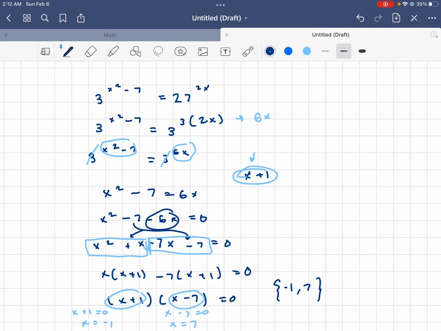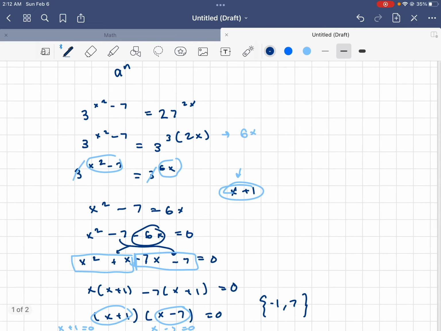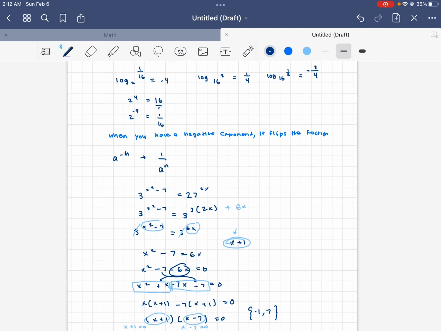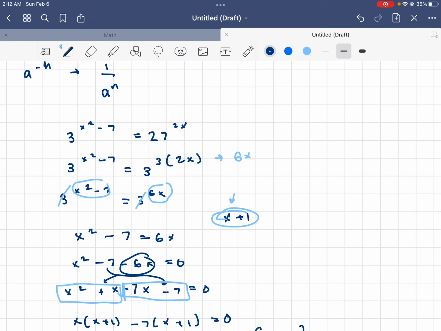Okay, so that's how you do that one. If you don't want to do all that, you can just use the quadratic formula. But I prefer it that way. Now let's do another example.